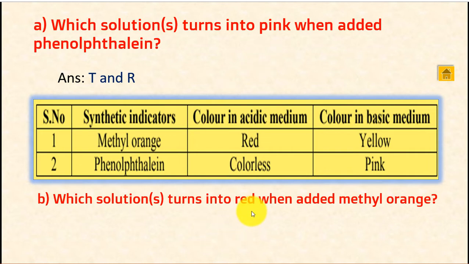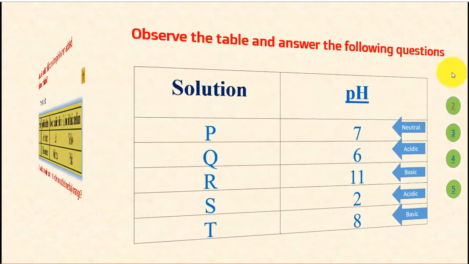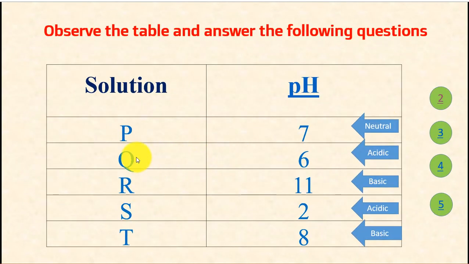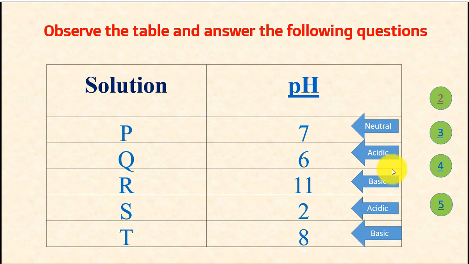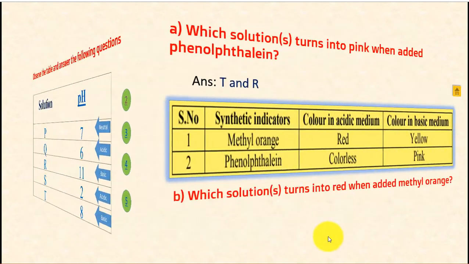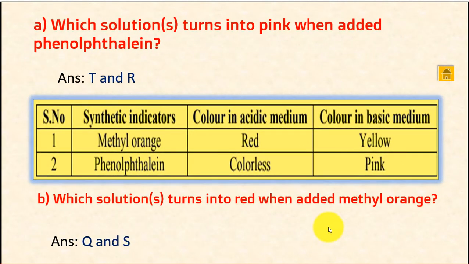Then question number 2, which solution turns red when methyl orange is added? See from the table, methyl orange turns red in acidic medium. From the table, let us find the acidic solutions. Solution Q and solution S are acidic. That's why our answer for question number 2 is Q and S. The solutions Q and S turn red when methyl orange is added because they are acidic.